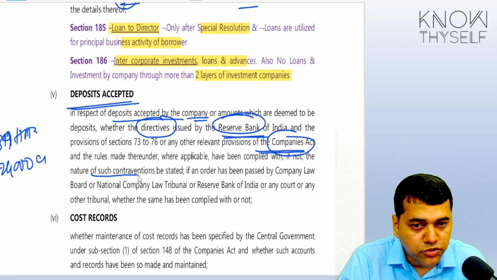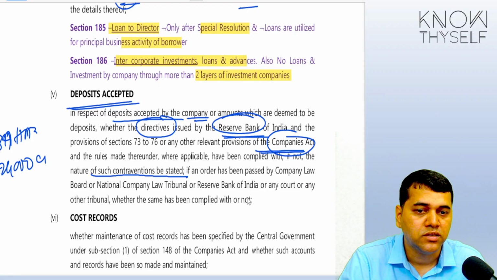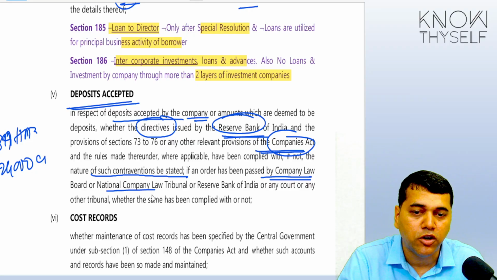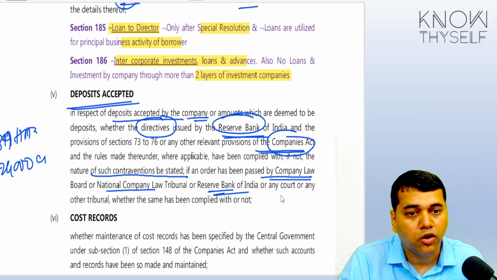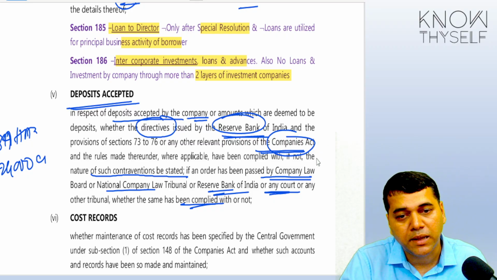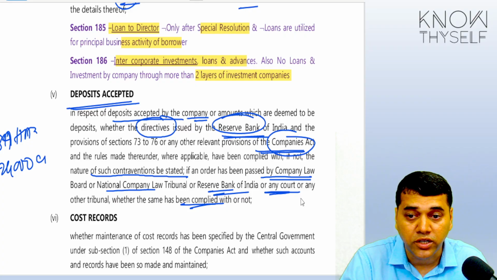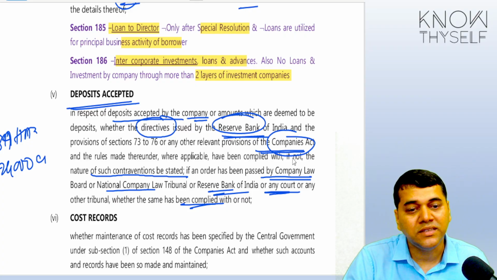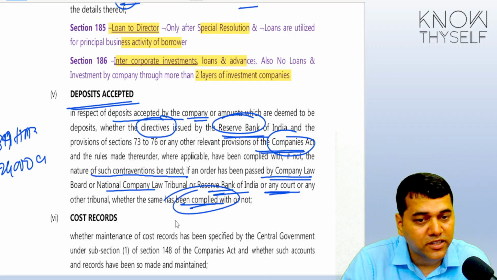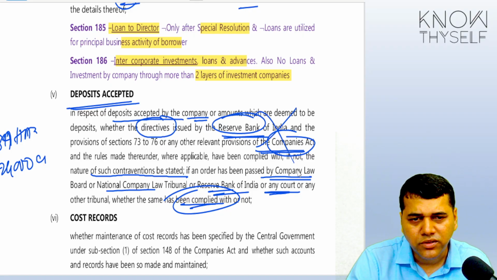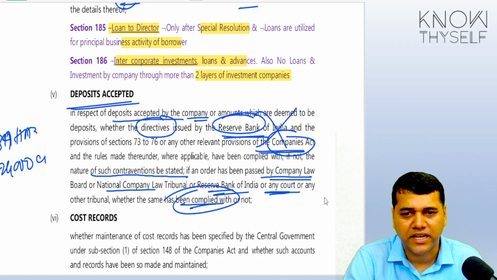If not, you need to specify the nature of contraventions. If an order has been passed by the Company Law Board, National Company Law Tribunal, or RBI or any court, whether the same has been complied. Later, the Supreme Court passed one court order that you have to refund the money. So in such cases, you have to say if such court orders have been complied. That's what you need to report. I don't think they may ask you a question. Maybe one more question can come.